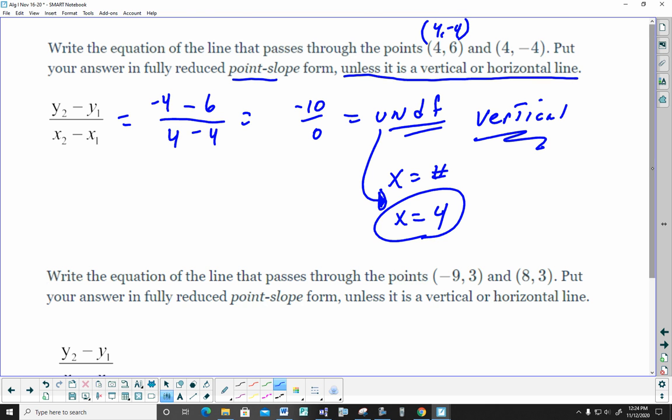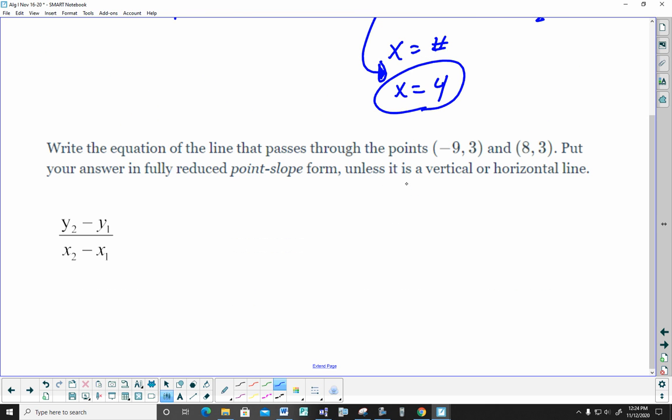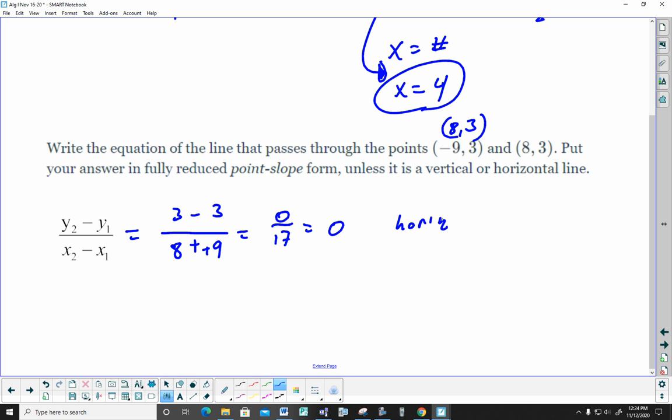Okay, let's try this one. Let's write 8, 3. Filling this out. The y's go on top, x's go on the bottom. Those go plus. I get 0/17, which is worth 0. And you should say to yourself, this means, therefore, it is a horizontal line.